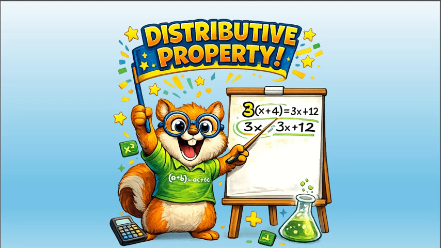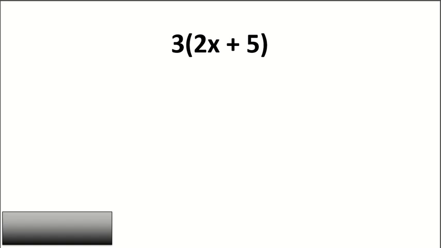That's right, today we're going to be talking about how to use the distributive property. So let's dive right into it. Did you know that the distributive property allows us to rewrite multiplication as addition? That's right. We multiply each part and then add the results. So let's go ahead and dive right into it.